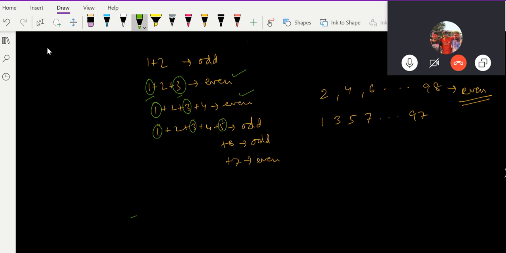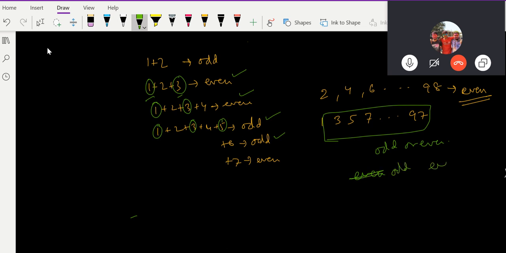1, 3, 5, which is an odd number of odd numbers, is odd. The next one also will have 1, 3, 5, which is odd. You're getting the logic? So whether it is even or odd will depend on whether the number of odd numbers is odd or even. If the number of odd numbers is odd, then it is odd. And if the number of odd numbers is even, then it is even. This is the rule.